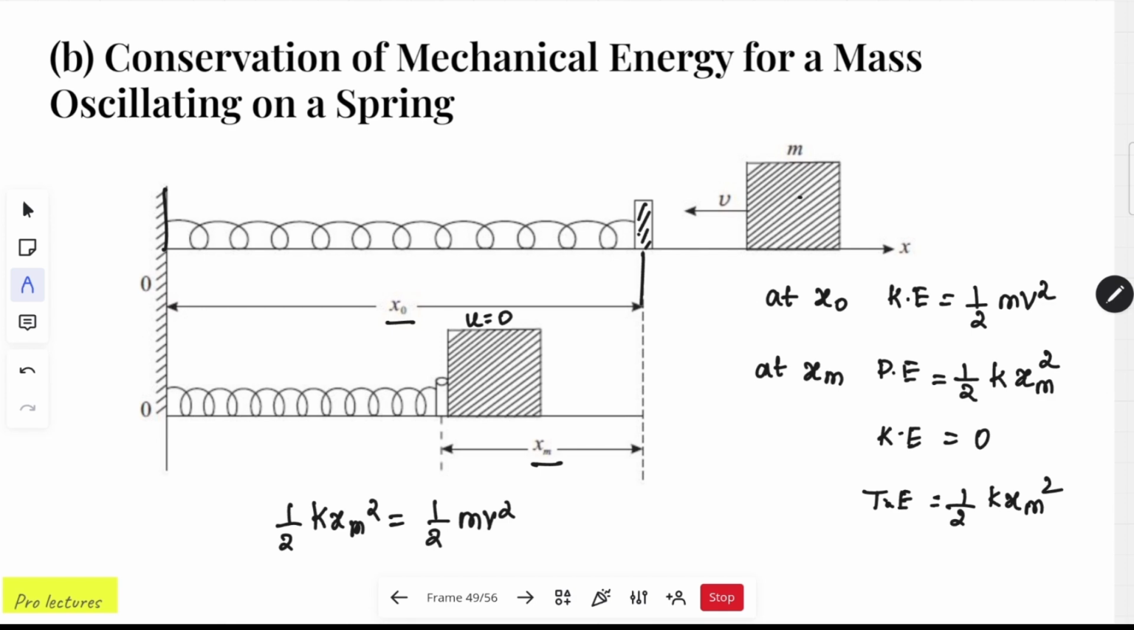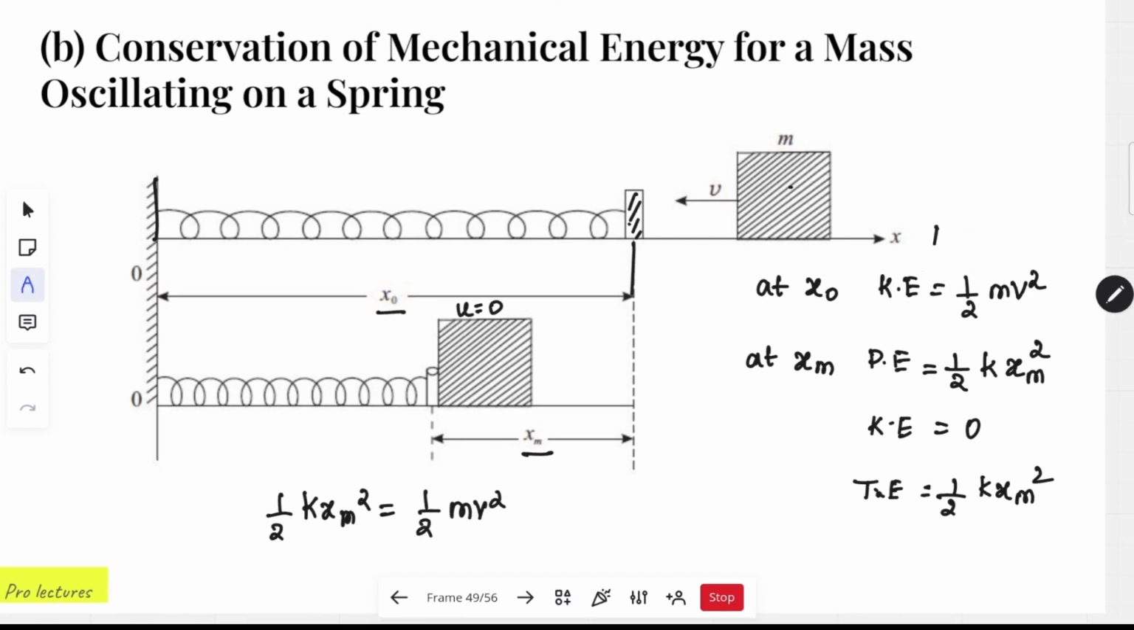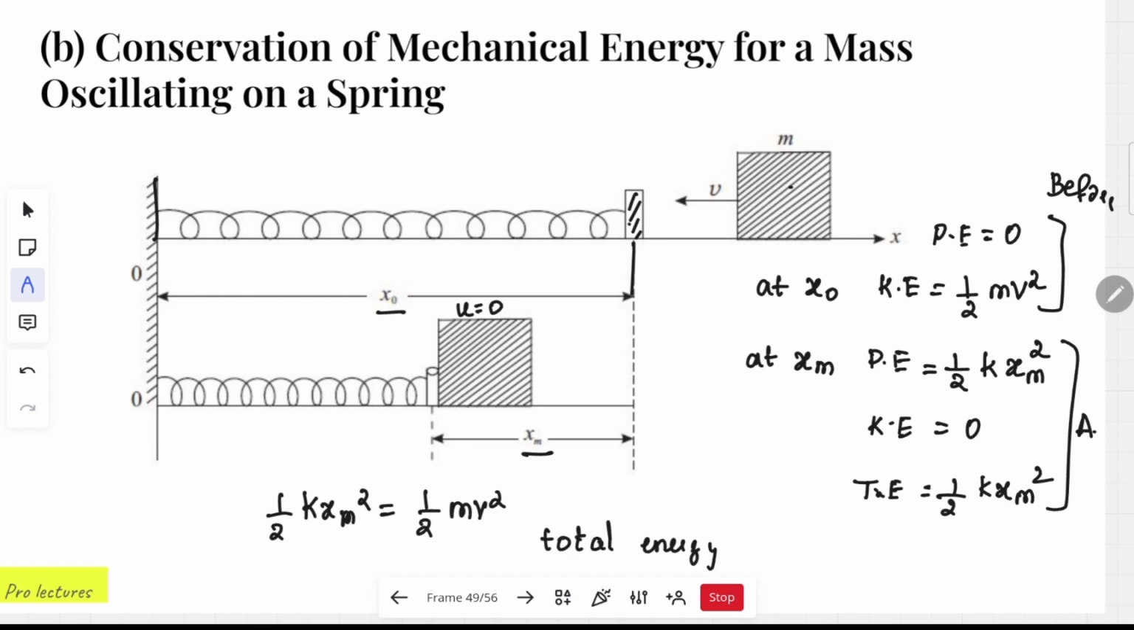Kinetic energy, let me write one more here for you. So this is before collision, this is after collision. Thus the total energy is conserved.